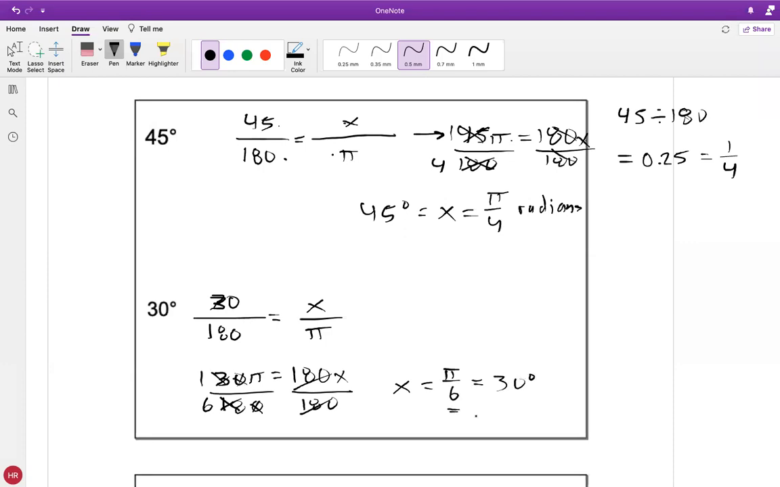So now I know that pi over 6 radians equals 30 degrees. This is the answer to this question. How many radians is 30 degrees? The answer is pi over 6 radians.